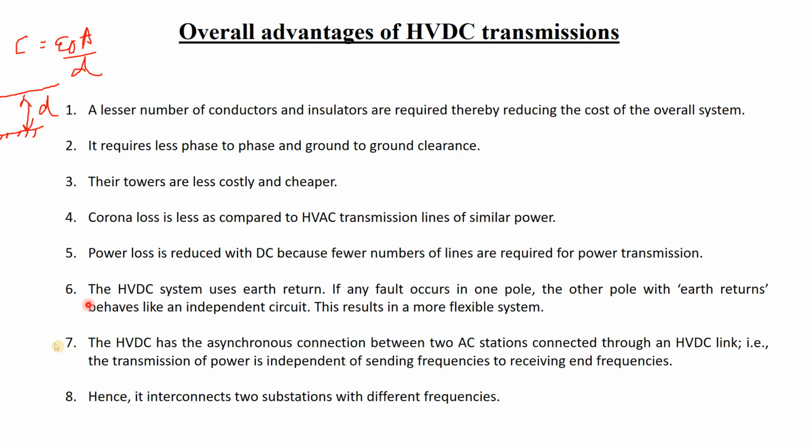So HVDC has an asynchronous connection between two AC substations connected through an HVDC link. That is, the transmission of power is independent of the sending end frequency to receiving end frequency. So whenever you are connecting one grid to another grid, an HVDC interconnection between two transmission lines, the power exchange is possible.